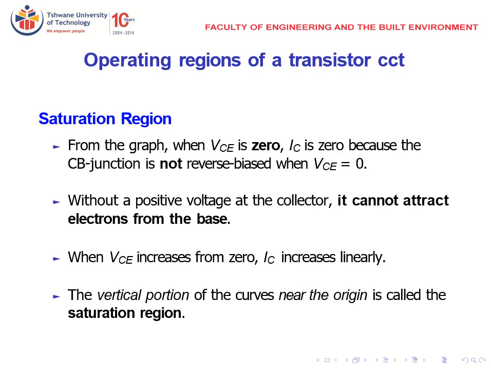Operating regions of a transistor circuit. The saturation region. From the graph, when VCE is 0, IC is 0 because the collector base junction is not reverse biased when VCE is equal to 0. Without a positive voltage at the collector, it cannot attract electrons from the base. When VCE increases from 0, IC increases linearly. The vertical portion of the curve near the origin is called the saturation region.